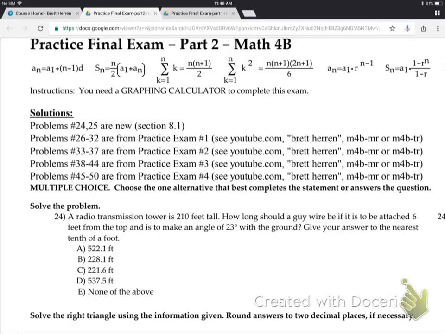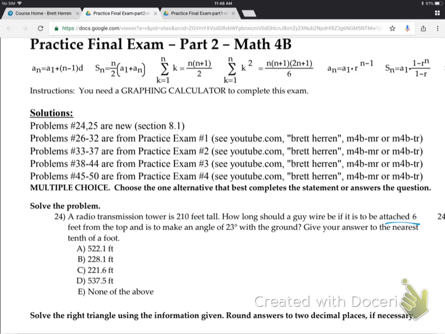So here's part 2, number 24. A radio transmission tower is 210 feet tall. How long should a guy wire be if it is to be attached 6 feet from the top and to make an angle of 23 degrees with the ground? Give your answer to the nearest tenth of a foot.